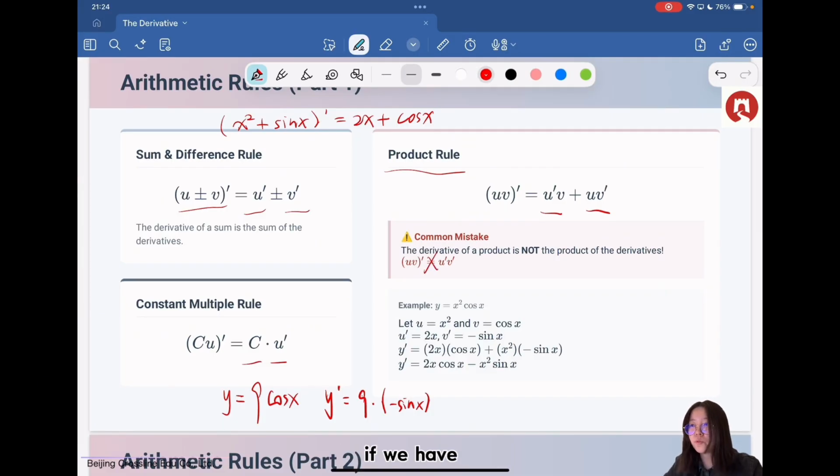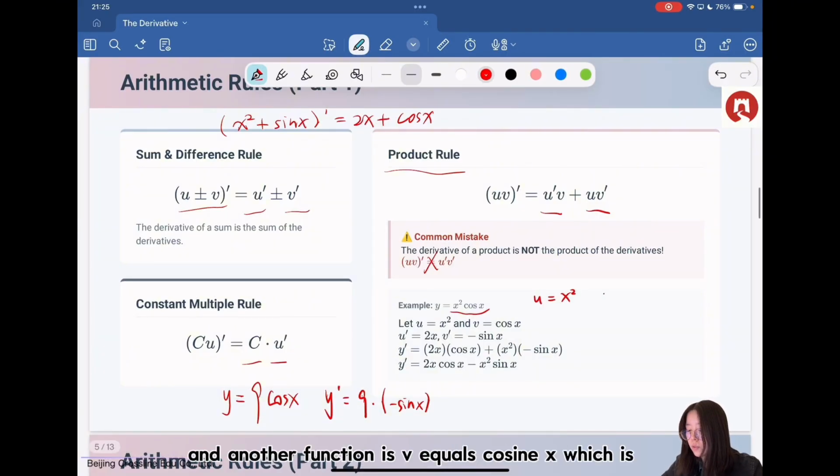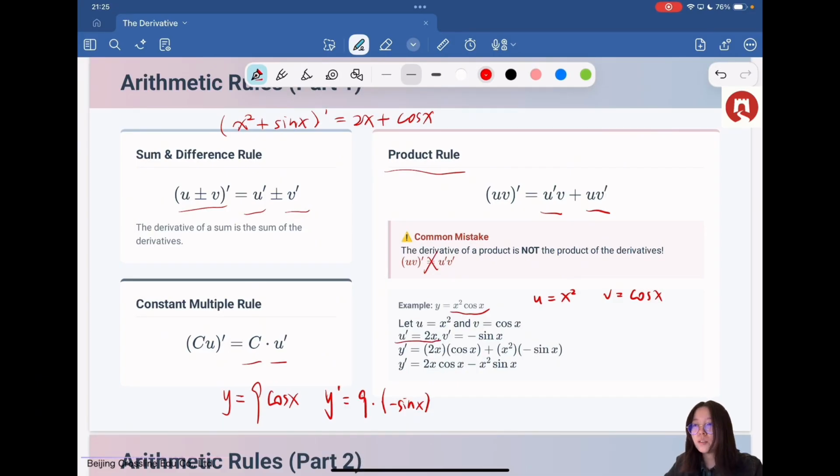And let's see an example. If we have this function y equals x squared times cosine x, so actually u is x squared, one function, the polynomial function, and another function is v equals cosine x, which is a trigonometric function. Then we have u prime, which is the derivative of x squared, is 2x, and v prime equals minus sine x. So we have y prime equals 2x times cosine x plus x squared times minus sine x.